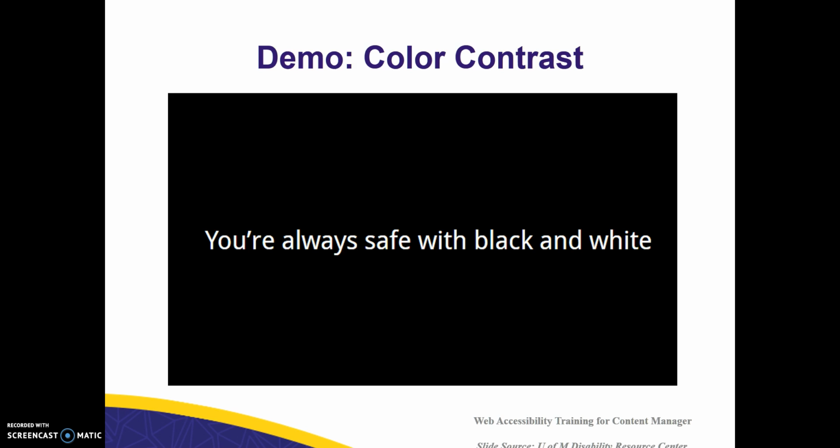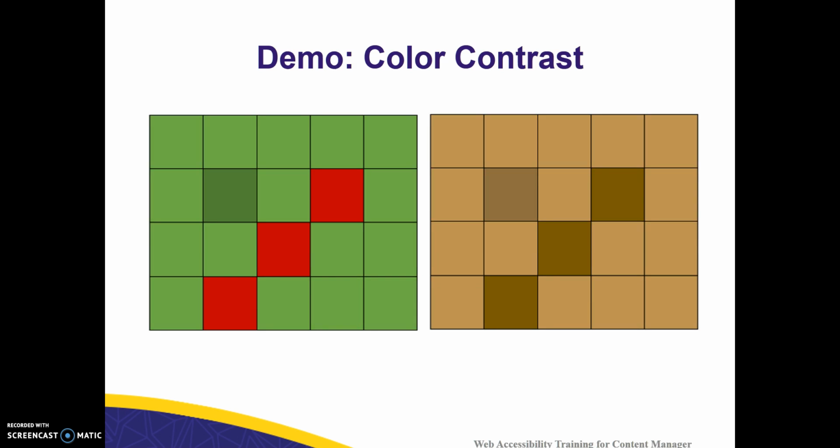Black on white contrast is a 21:1 ratio. But sometimes you might want to use colors other than just black and white. So take a look at the following examples.